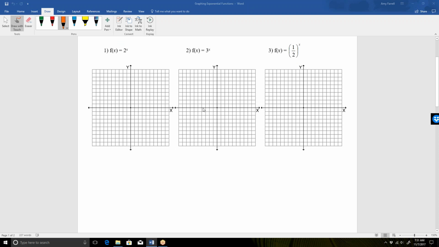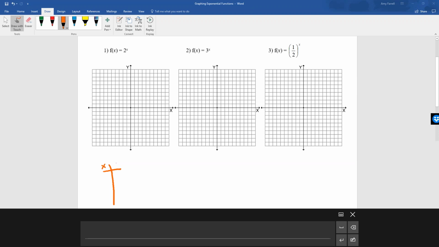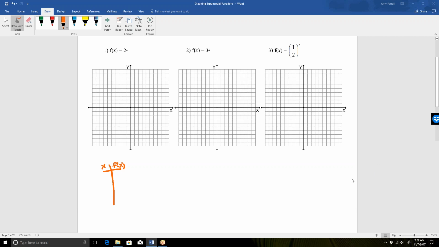Okay, so starting with number 1, I'm going to make a t-chart down here. And on the left side, I'm going to pick some values for x. On the right side here, I'm going to plug those values in and see what I get. Okay, so how about, I'll start with 0. If I raise 2 to the 0 power, it's 1. Anything to the 0 power is 1. So 0, 1 is going to be on our graph. It actually said that up above as well, that 0, 1 is going to be on these graphs.